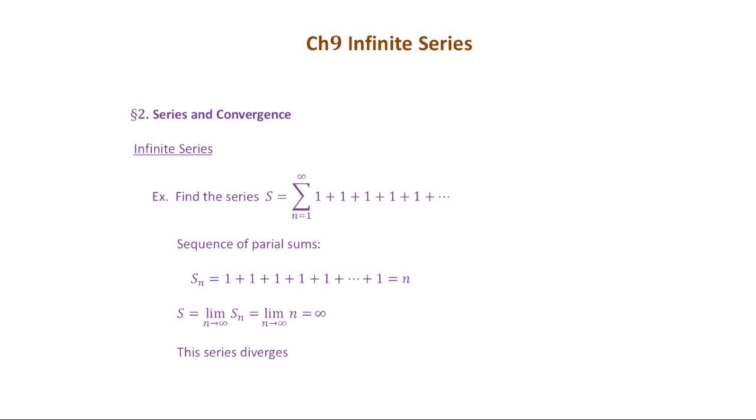We call it diverges if the sum of this series is infinite or the limit does not exist. Remember, if the series converges, that means the limit exists. We got a finite number for the sum of the infinitely many terms. So that's a divergent series. We talked about some convergent series before, but not all series are convergent.